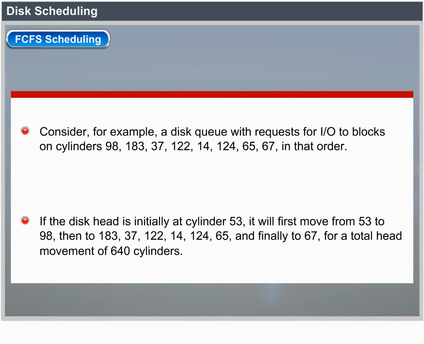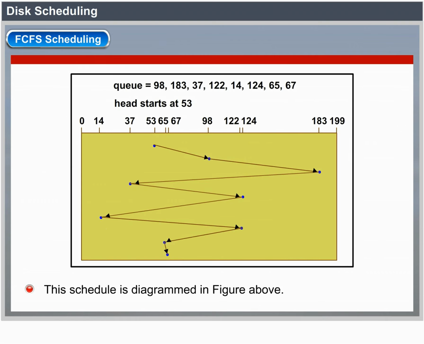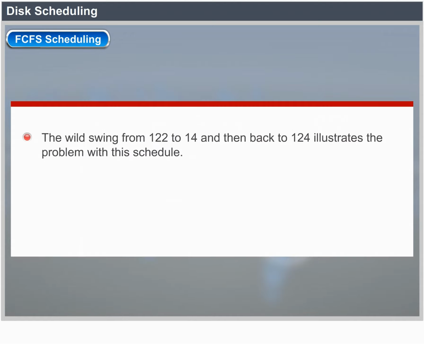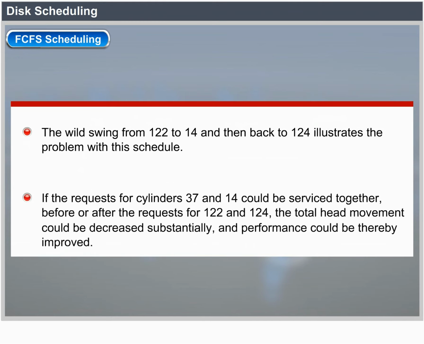This schedule is diagrammed in the figure above. The wild swing from 122 to 14 and then back to 124 illustrates the problem with this schedule. If the requests for cylinders 37 and 14 could be serviced together, before or after the requests for 122 and 124, the total head movement could be decreased substantially and performance could be thereby improved.